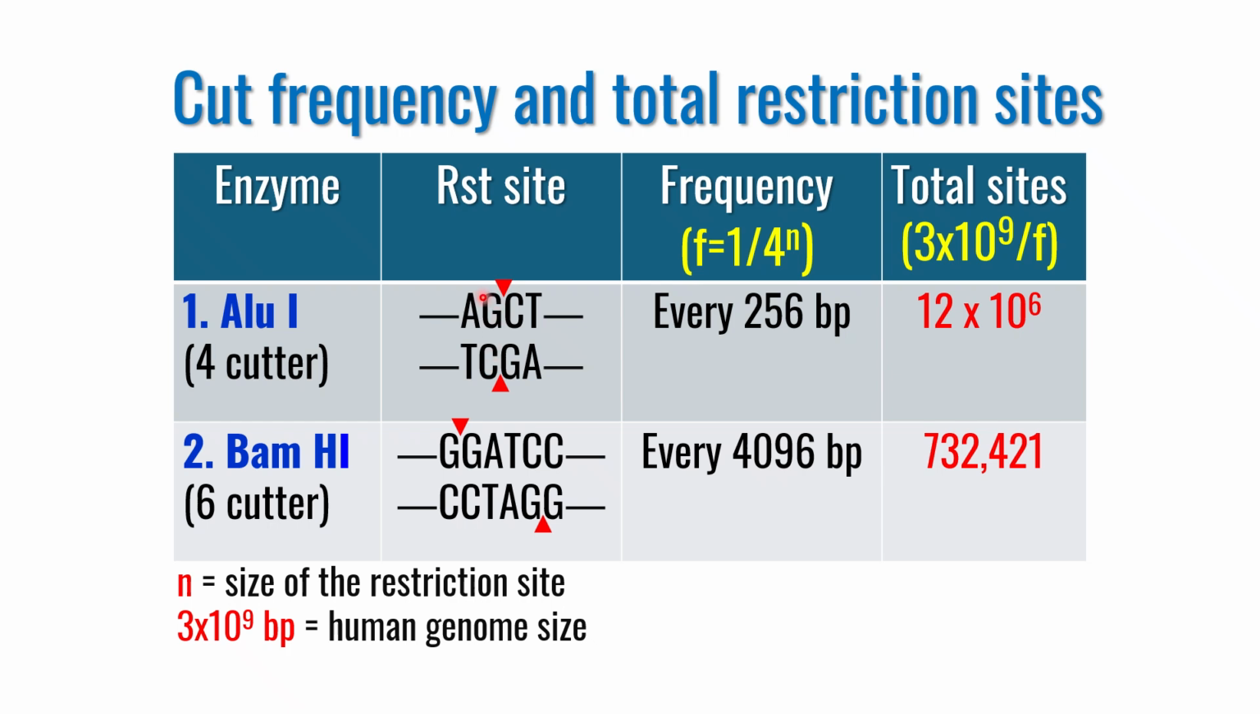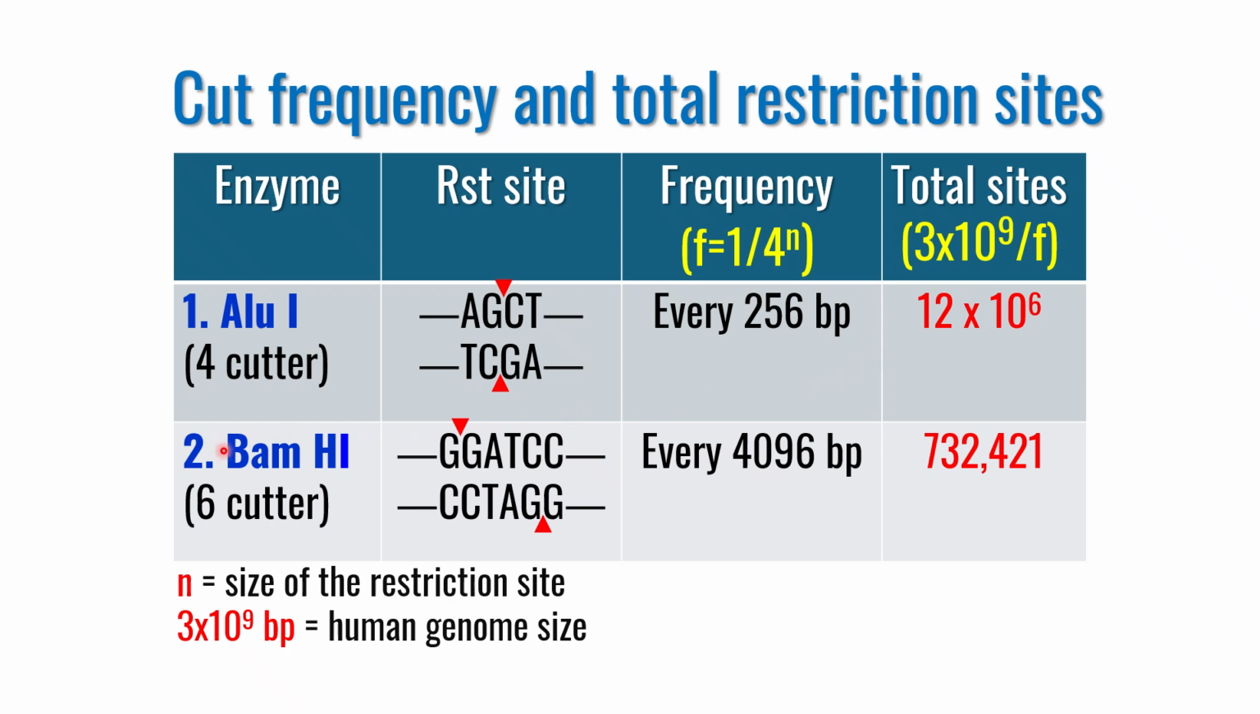The site is a 4 base pair palindromic site, so it will cut every 256 base pairs. The total sites in the human genome are likely to be 12 million sites.